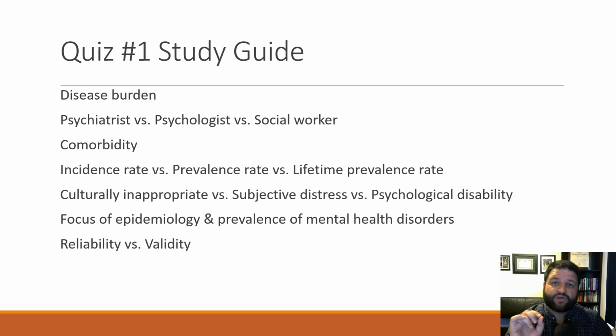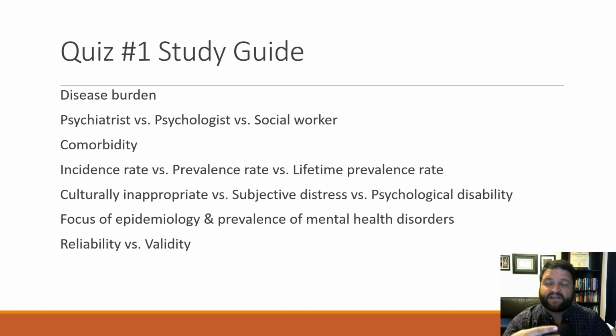I want you to know what comorbidity means in relation to this class. We perhaps have a different definition of comorbidity for this course than maybe you would associate it with from other courses. Related to epidemiology, 3 types of statistics that we commonly see: incidence rate, prevalence rate, lifetime prevalence rate. I want you to know what each one of those terms refers to, how they're different. I give you some examples in the YouTube lecture to help illustrate that.